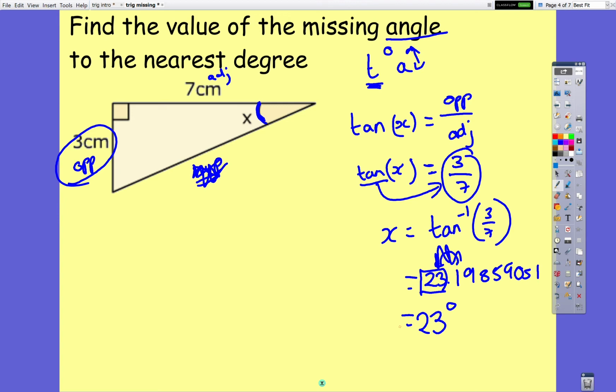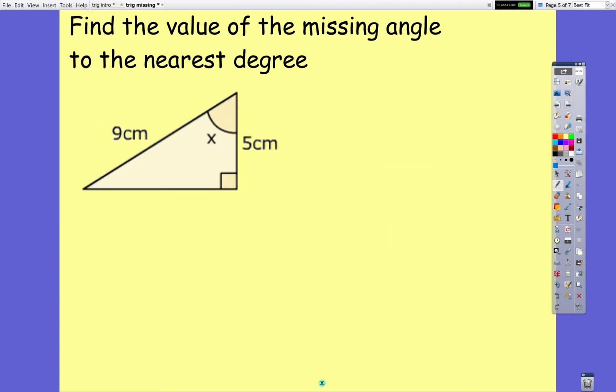Okay, right, last example, then I'm going to give you 2 questions just like before to do. So label everything up. First one, hypotenuse. Second one, adjacent. Third one, opposite. Now, which one do we get rid of? Hypotenuse? Nope, because we've got a length.